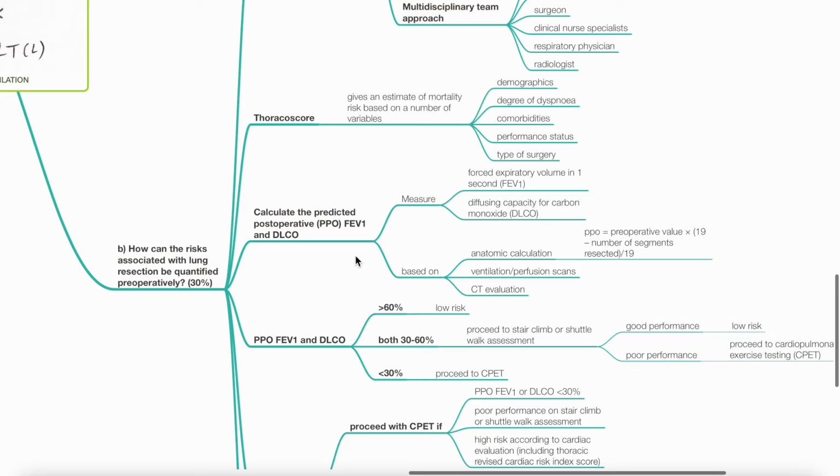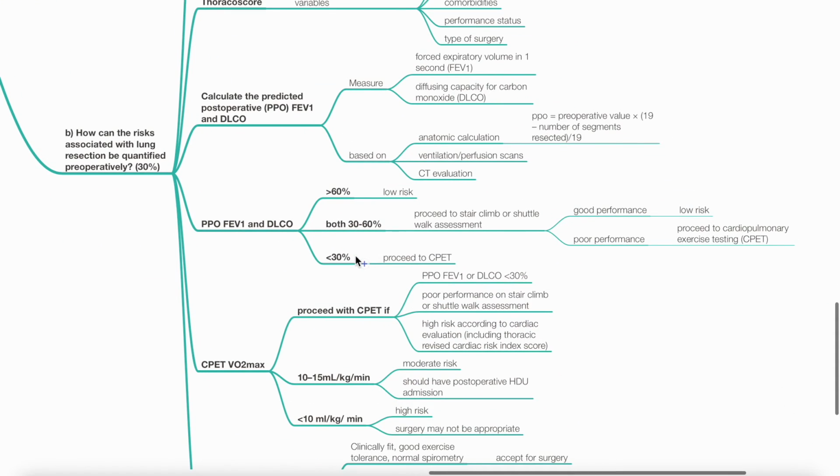An example of a formula for anatomic calculation is PPO equals preoperative value times 19 minus number of segments resected, divided by 19. Predicted postoperative FEV1 and DLCO: if both are more than 60%, the patient is low risk. If both are 30 to 60%, proceed to stair climb or shuttle walk assessment. If good performance, the patient is low risk. If poor performance, proceed to cardiopulmonary exercise testing, CPET.